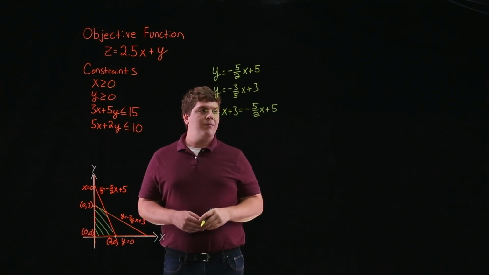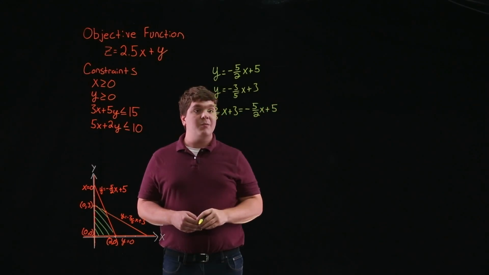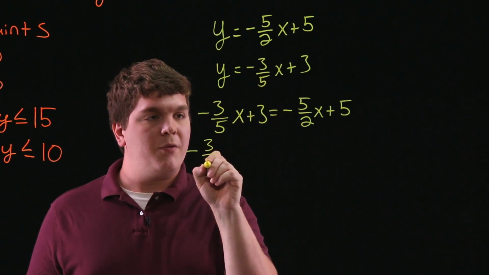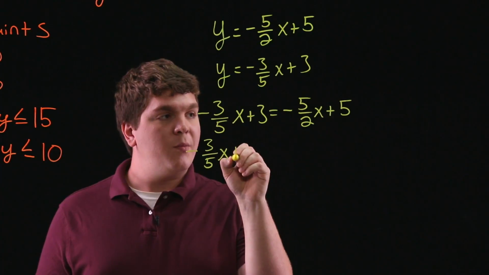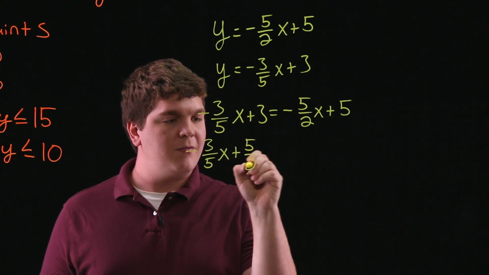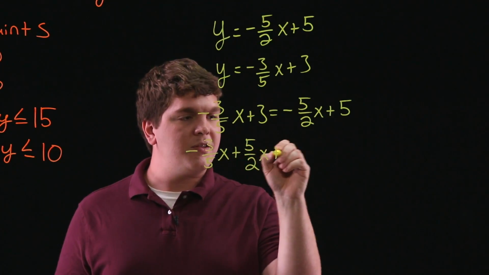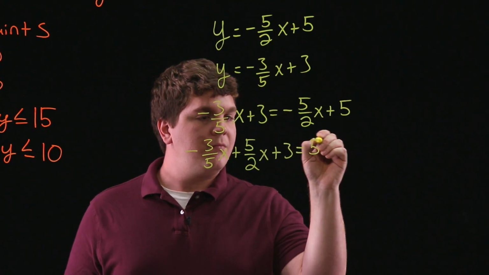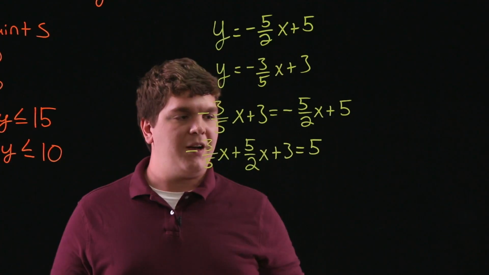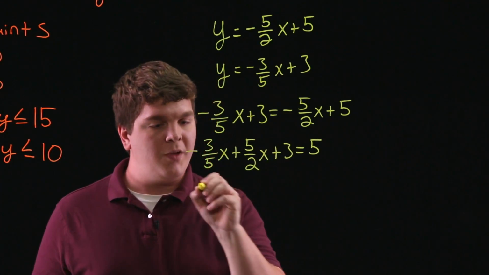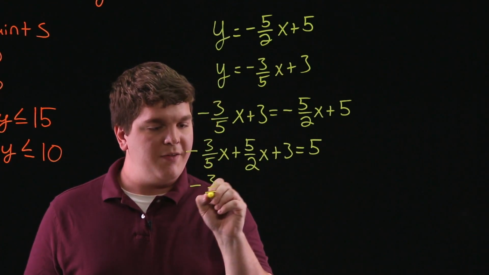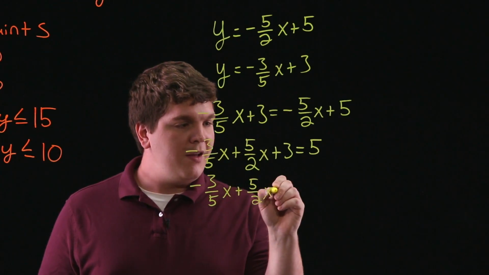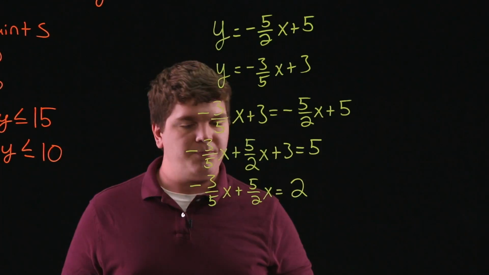Here we can begin by adding 5/2 x to both sides of the equation. So we'll have negative 3/5 x plus 5/2 x plus 3 equals 5. And we can subtract 3 from both sides of the equation also. So this will leave us with negative 3/5 x plus 5/2 x is equal to 2.